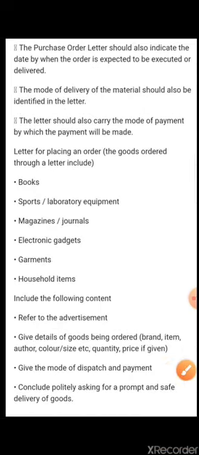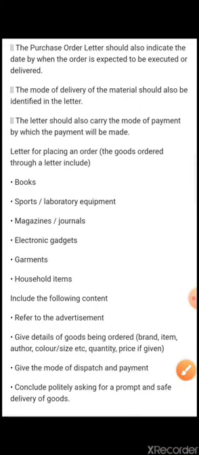Now moving on, the next point is that the mode of delivery of the material should also be identified in the letter. How the material will be delivered should be mentioned. The letter should also carry the mode of payment.